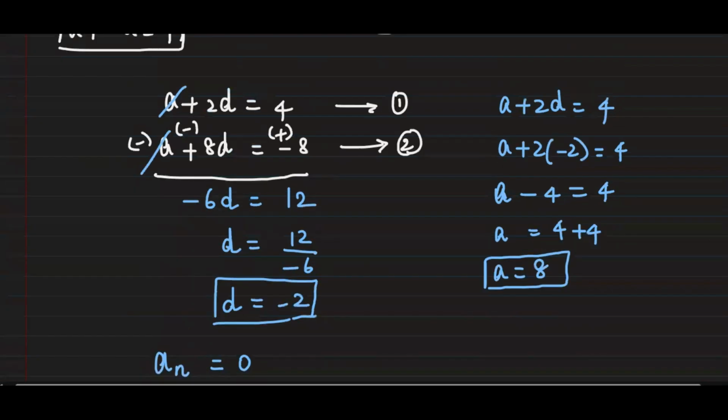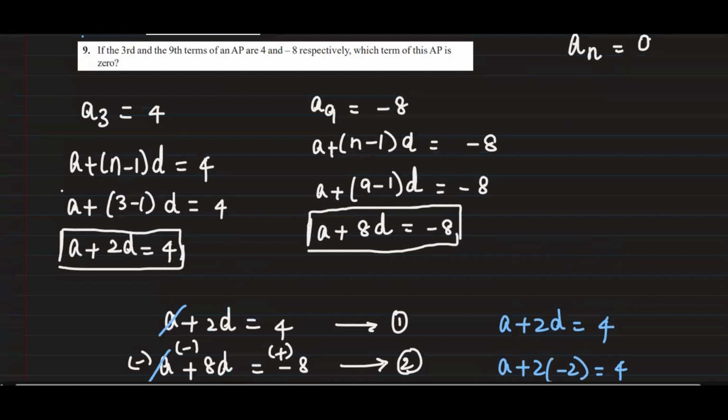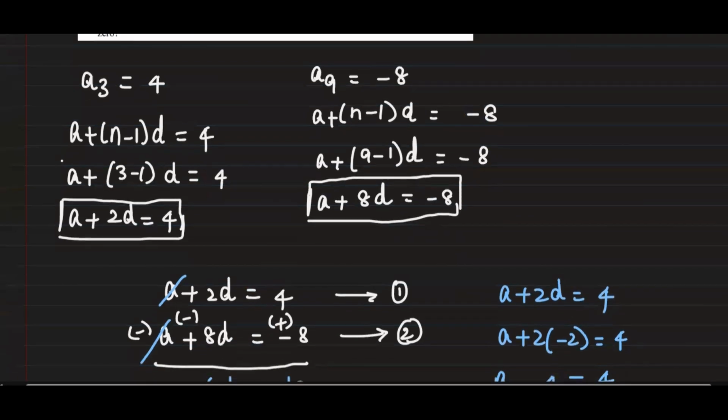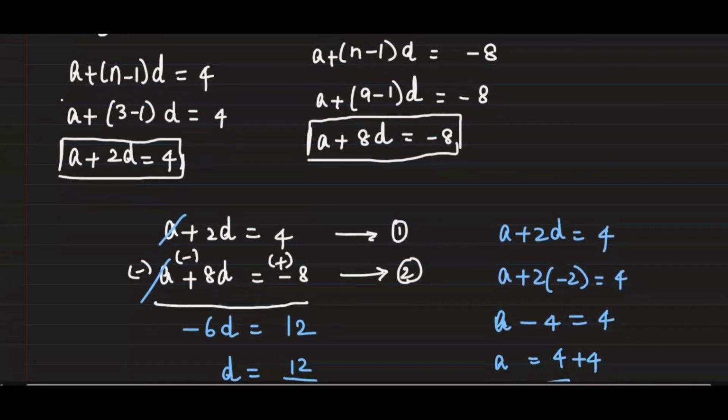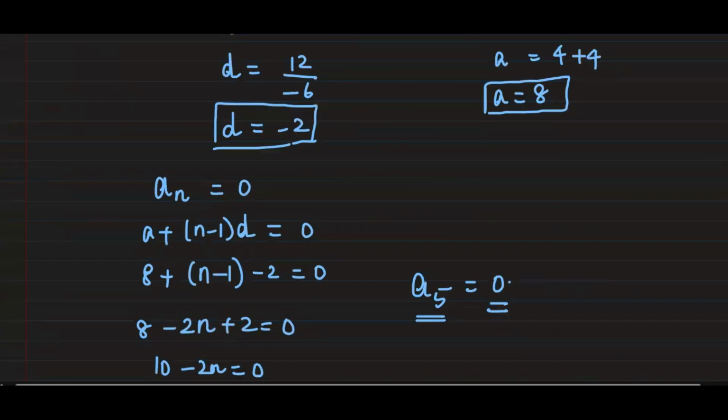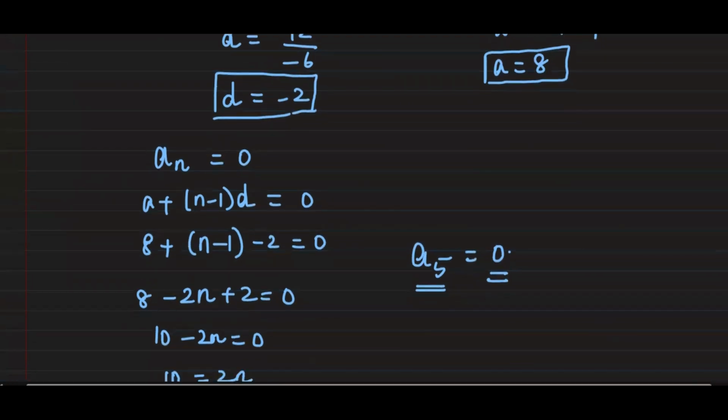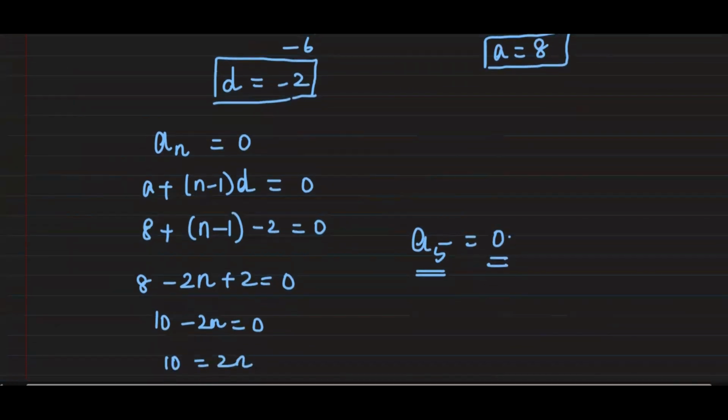So in this question, we are given the third and the ninth term of the AP series, okay? And we'll have to find which term of this AP is 0, okay? So we write A3 is equal to 4, A9 is equal to -8. Use this information, form two equations. Solve the two equations to find the value of A and D. Then we need to find N, equating AN to 0 and get the value of N. So here the final answer N was 5. So the fifth term of the series is equal to 0.